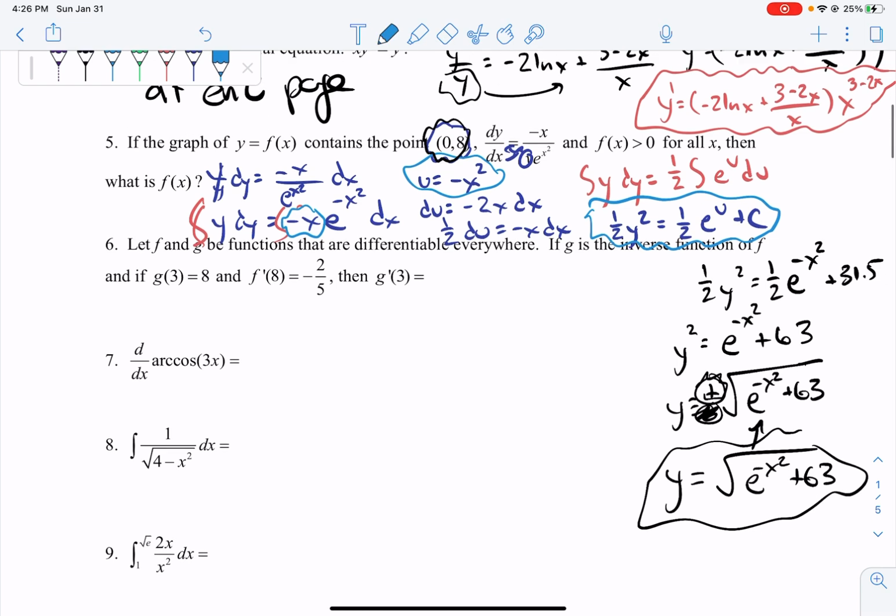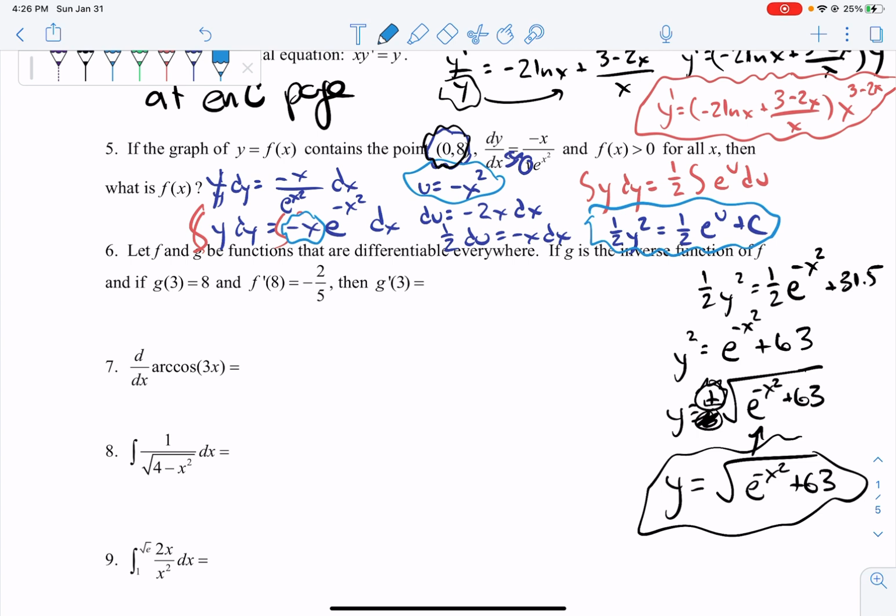So number 6, let f and g be functions that are differentiable everywhere. If g is the inverse function of f, and if g of 3 is 8, okay, so g of 3, so I get (3, 8) for g, and f prime of 8 is negative 2/5. Then g prime of 3 is what? So we're looking for g prime.